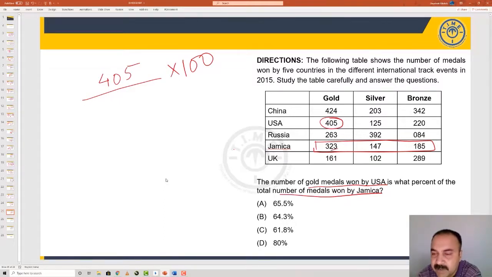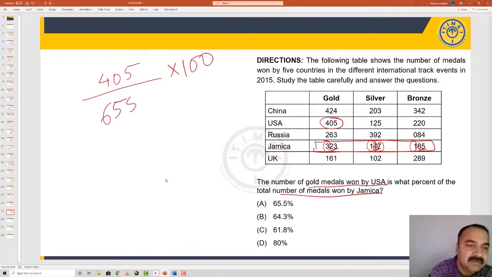Let's add up that group. 23 plus 47 is 70. 23 plus 7, 30. 30 plus 40, 70. 70 plus 85 is 155. 155, 3, 455. 1, 555. Another 100, 655. So you got 655. Total number of medals won by Jamaica is 655.